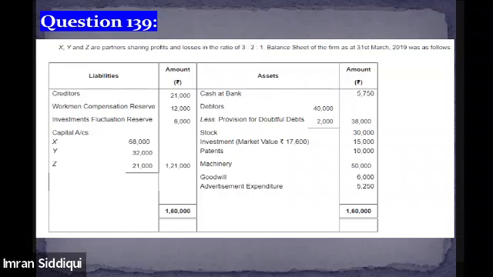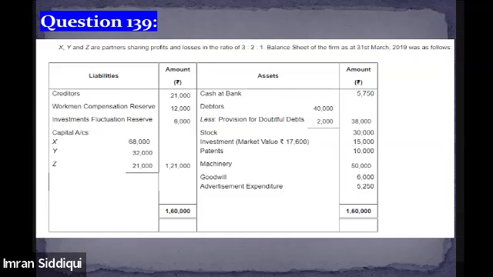Okay. Now see whether there is any other thing that we can distribute among the partners. On the liability side, we can see we have a reserve, workman compensation reserve, right? Workman compensation reserve is there, 12,000, and investment fluctuation reserve is there also. Workman compensation reserve is unutilized. Investment fluctuation reserve is also unutilized.